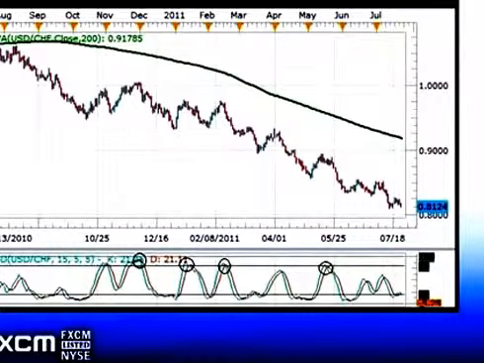Okay, but this pair is in a downtrend. So we only want to look for selling opportunities. So I'm going to ignore all signals that this indicator gives me to buy that particular currency pair, because I only want to trade in the direction of the trend, because those are going to be my higher probability trades.